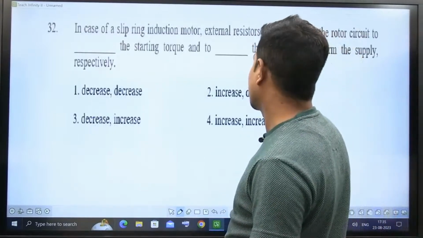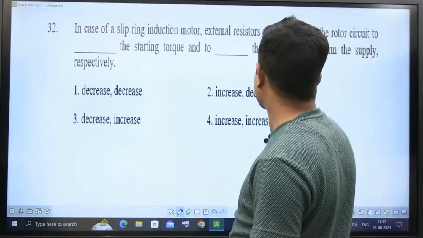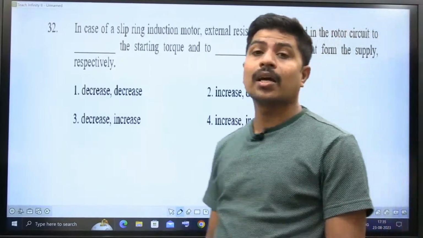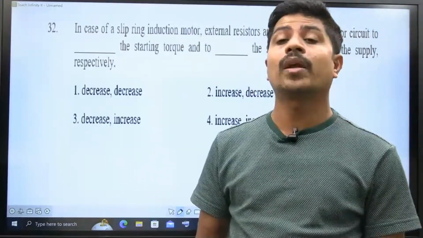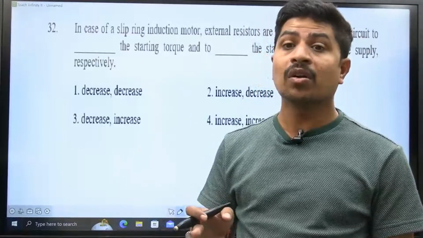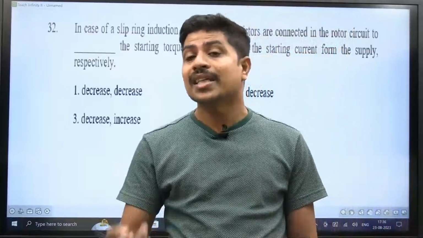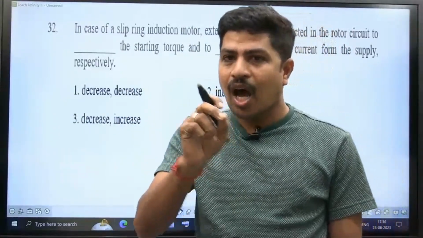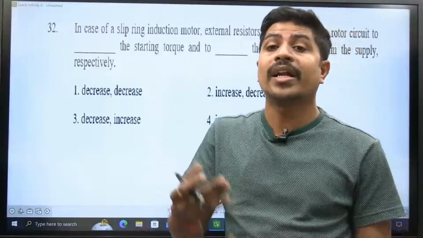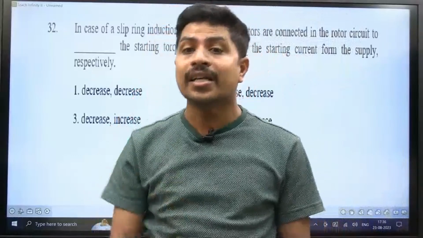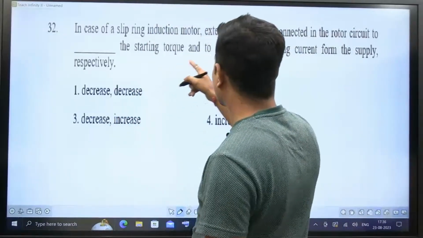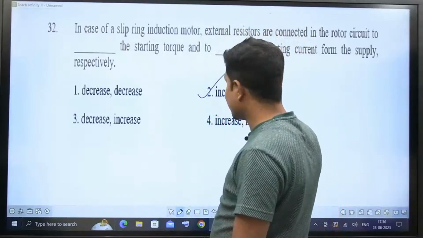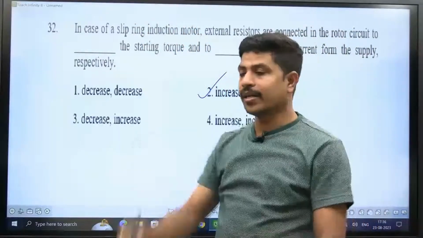In case of slip ring induction motor, external resistors are connected in the rotor circuit to increase the starting torque. That is the advantage of slip ring induction motor when compared to squirrel cage. In squirrel cage, we do not have the option to connect external resistance to increase the starting torque. Starting torque is varied with the help of external resistance R2 in slip ring induction motor. It increases the starting torque and decreases the starting current from the supply. Torque will increase, current will decrease, right?